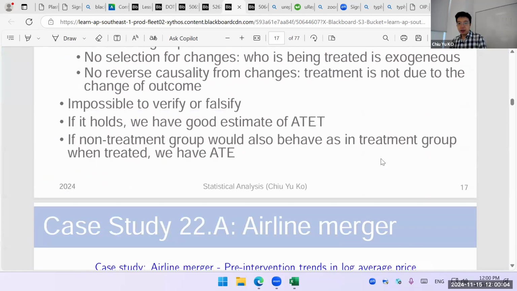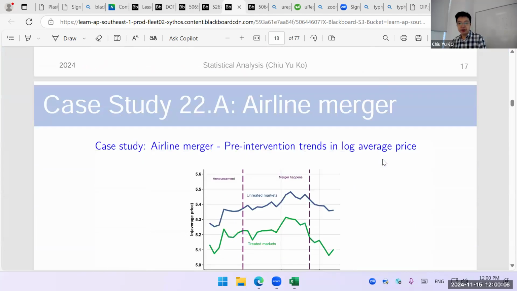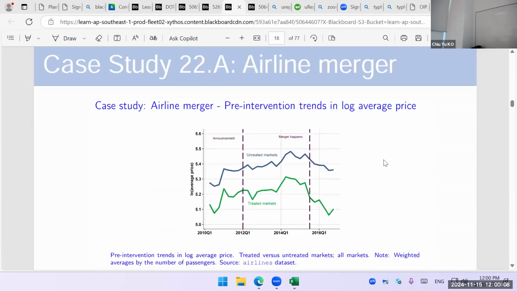And one very important thing when you run this DID, which we often use, as I said, is what we call the parallel trend assumption. It's saying that because we are comparing US Airways and American Airlines to other companies, before they merge and after they merge, we must think that, merge or not, they should go in the same direction, because we use other airlines as a counterfactual.